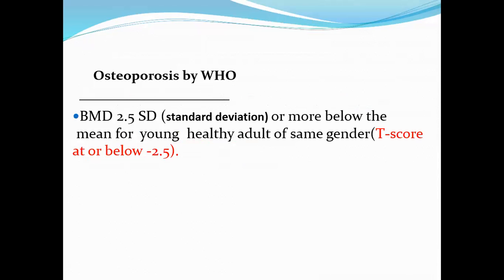Now the World Health Organization defines osteoporosis by bone mineral density: a standard deviation of 2.5 or more below the mean of a young healthy adult of the same gender, a T score at or below 2.5. This is the highest standard that should be defined for bone mineral density.